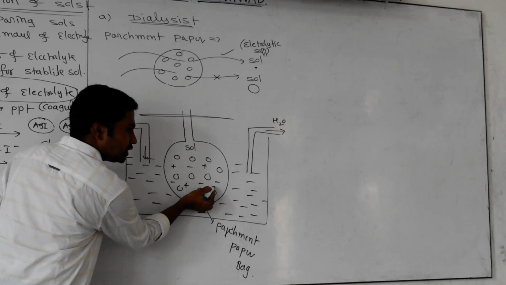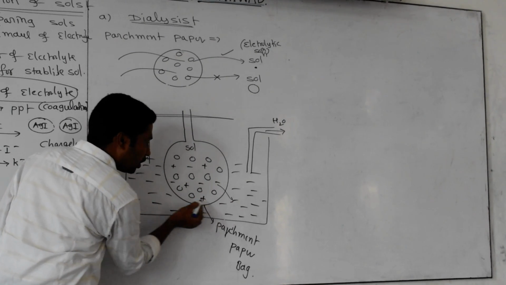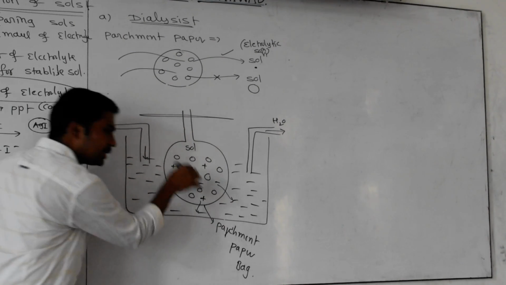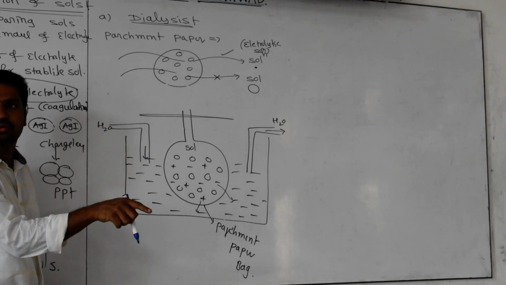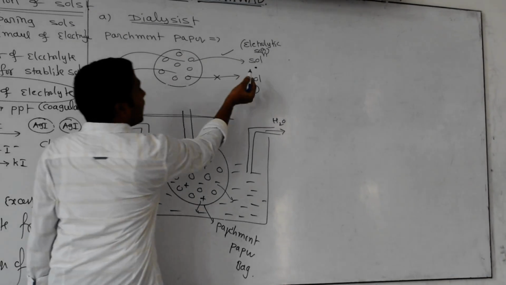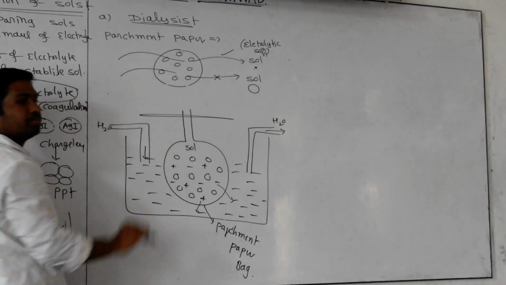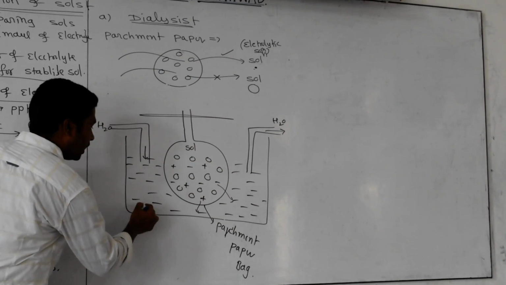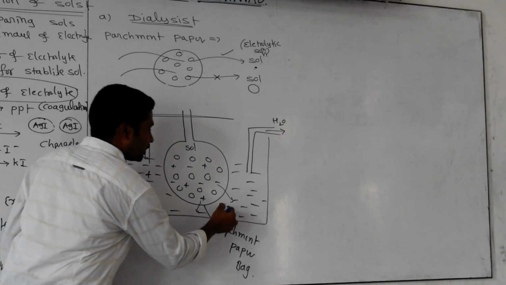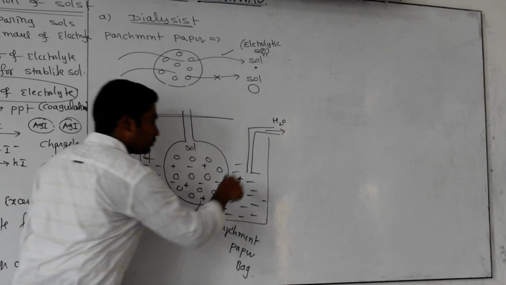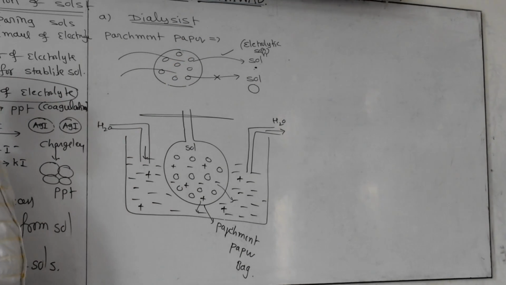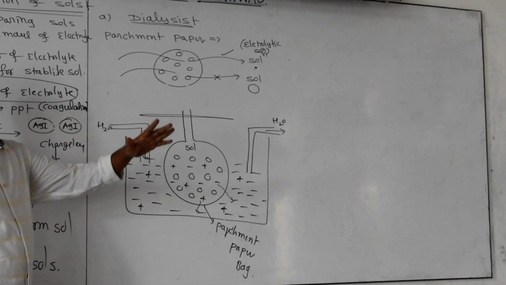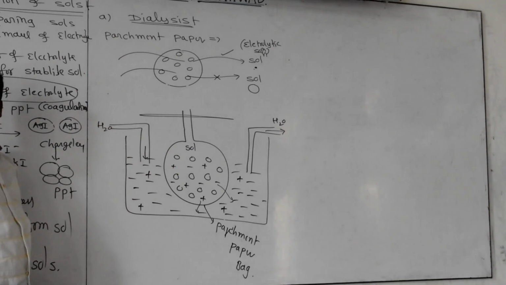Positively and negatively charged particles are there. Those all will come outside the parchment paper bag through the holes because they are smaller in size than the holes of the parchment paper. Like that, whatever excess positively and negatively charged ions are there are coming outside from the bag, then they will come out through that outlet. What happened here? Excess electrolyte will be removed. The phenomenon is called dialysis.